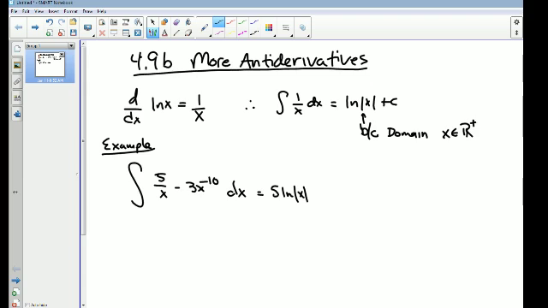It's here, right? X to the negative 9 over negative 9, which would be 1 there, right? Okay, so remember, add 1 and then divide by that number. How are we doing?